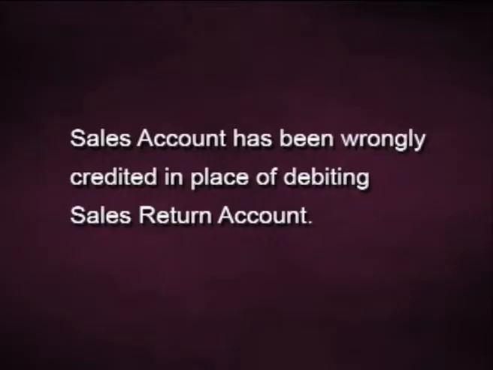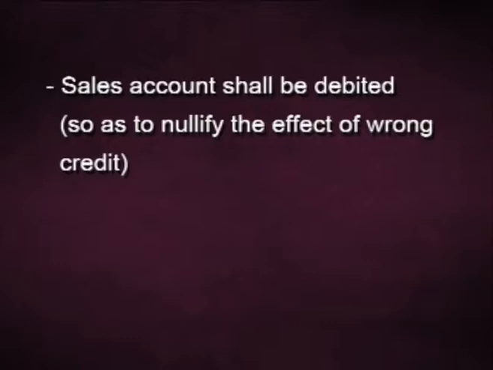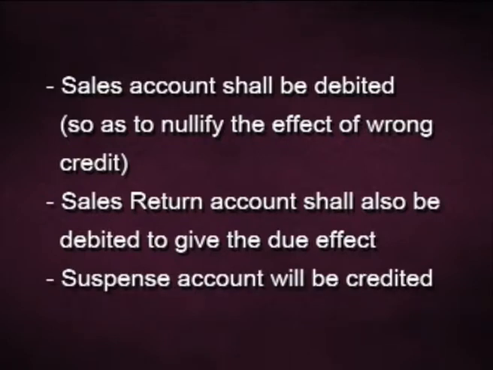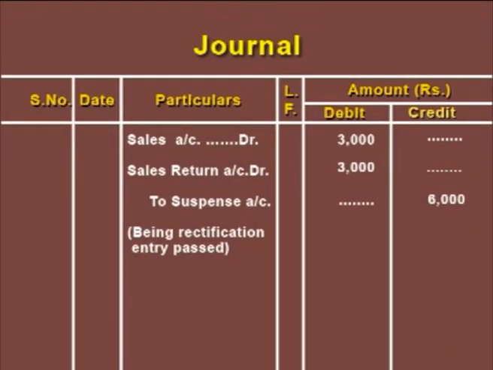I hope with this you understand that due to this error, sales account has been wrongly credited in place of debiting sales return account. So, in our rectification entry, sales account shall be debited so as to nullify the effect of wrong credit, and sales return account shall also be debited to give the due effect. As both these accounts will be debited, suspense account will be credited. So, the rectification entry will be sales account debit rupees 3,000, sales return account debit rupees 3,000 to suspense account rupees 6,000.